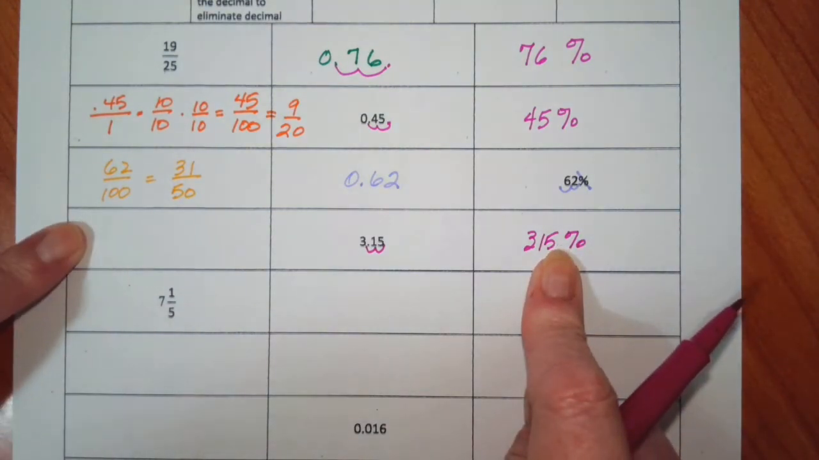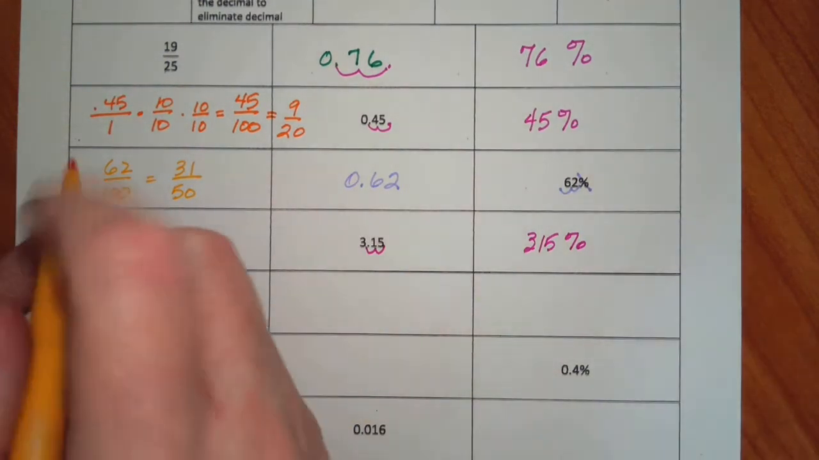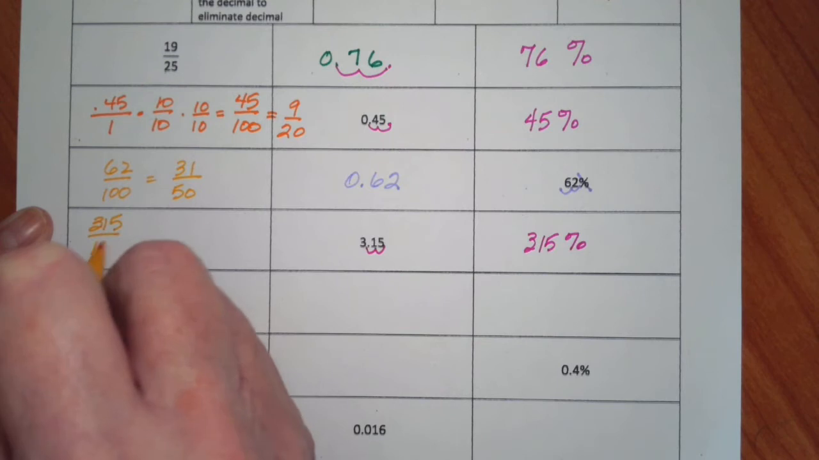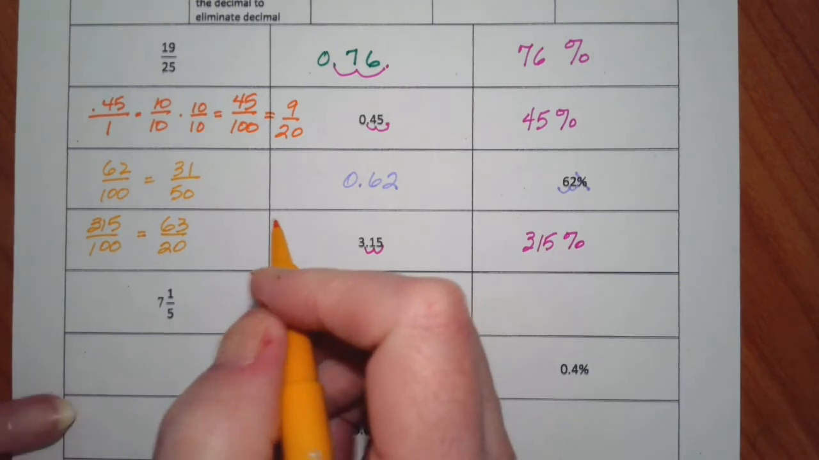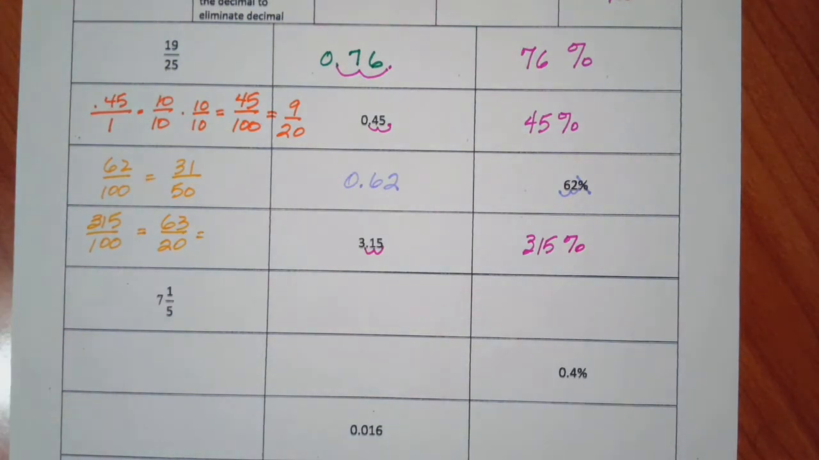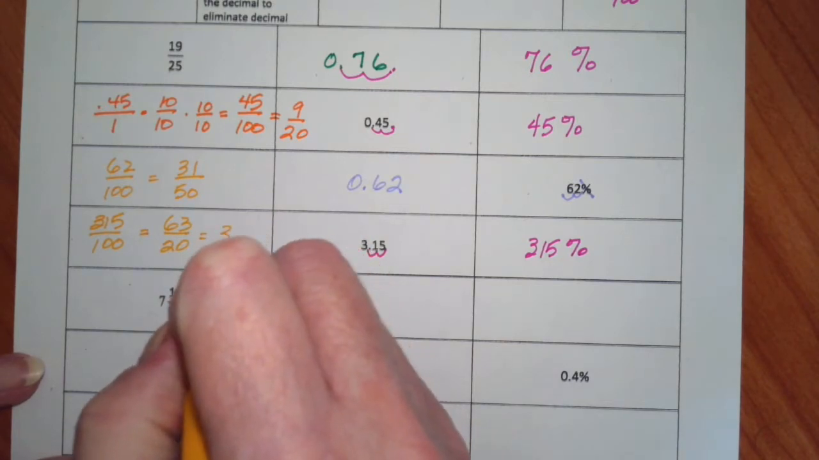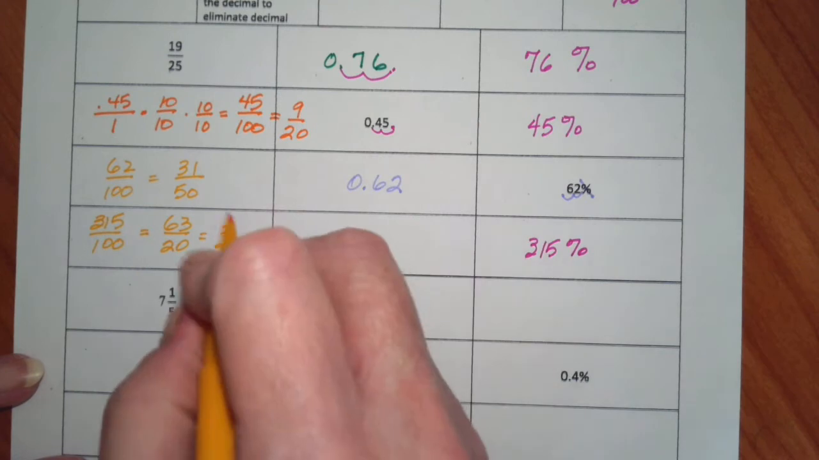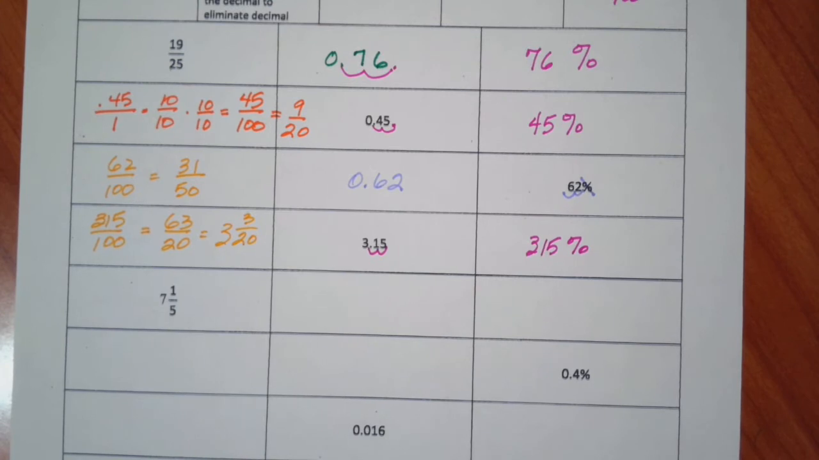Once I have done that, then I can turn this into a fraction. So this just becomes 315 over 100, which reduces to 63 over 20, which you can turn into a mixed number, but we really don't deal with that. It actually works out to 3 and 3 over 20. But again, we're not going to really deal with that, but I'll show it to you.